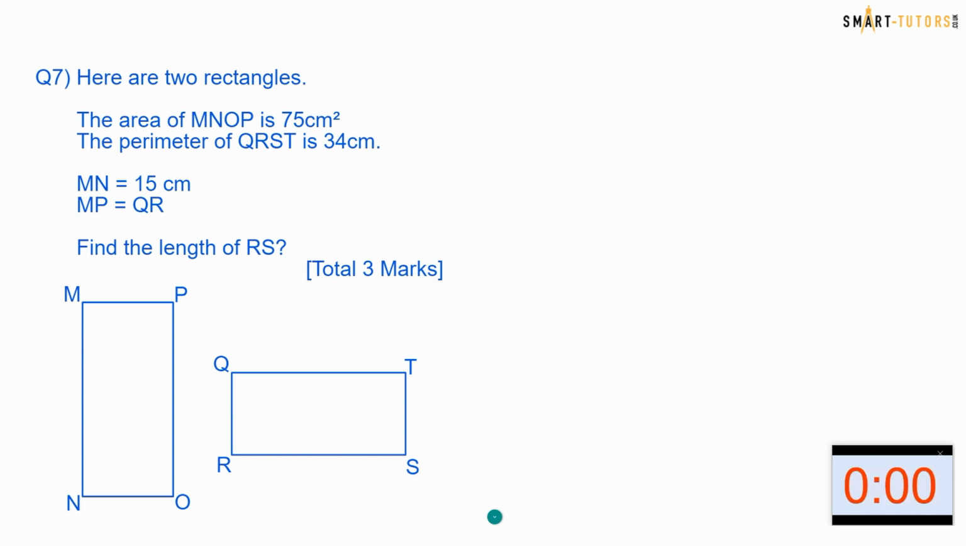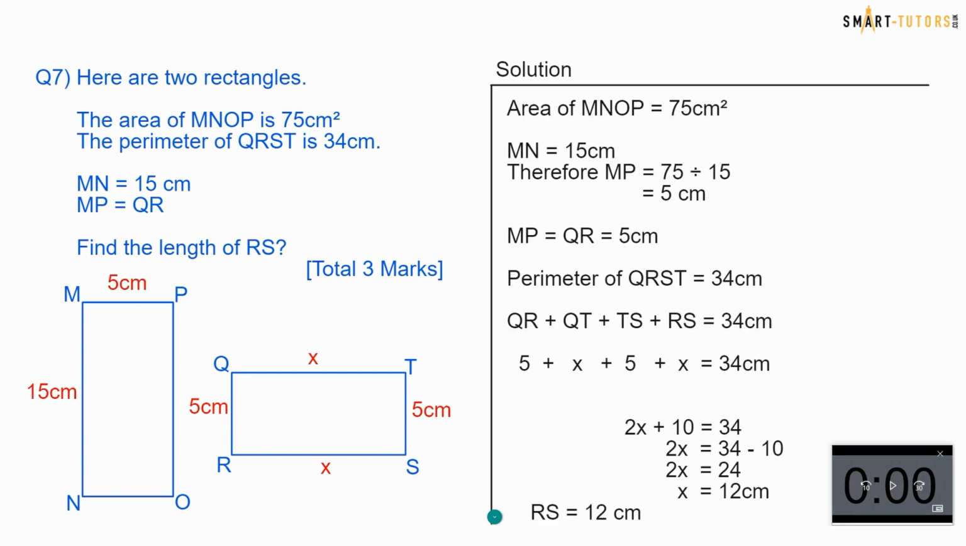That is the end of the time allocated for question number 7. Let's look at the answer. The answer for RS is 12 centimeters, right? Okay, let's look at the working.